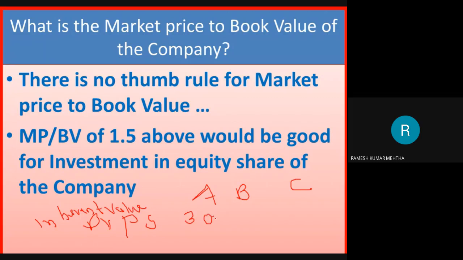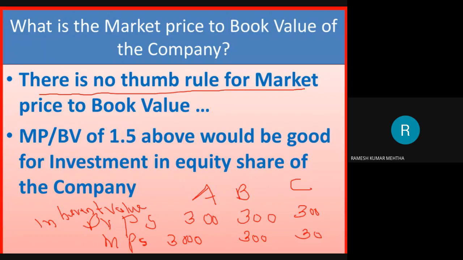Now let's understand the market price. The market price is 3,000 rupees in this case, in this case it is 300 rupees, and in this case it is 30 rupees. As shown here, there is no thumb rule for market price to book value. But as an investor, before investing I generally look at the market price to book value, and if it's 1.5 or above, it is good for investment.